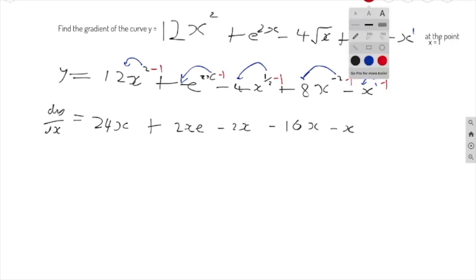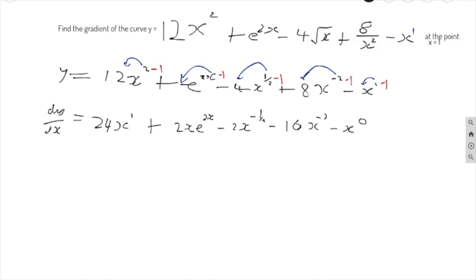So we do exactly that. 2 minus 1 is 1. 2x minus 1 is still 2x. A half minus 1 is minus a half. Minus 2 minus 1 is minus 3. And 1 minus 1 is 0. Anyone who's seen this now knows where I'm going with this.